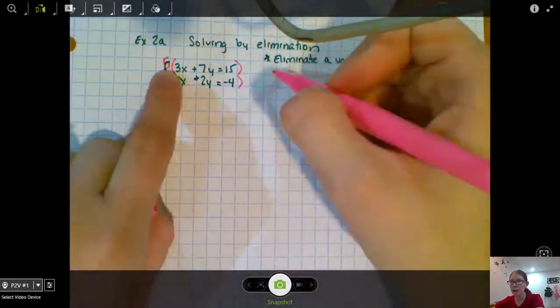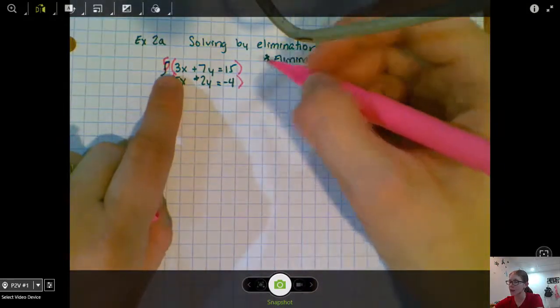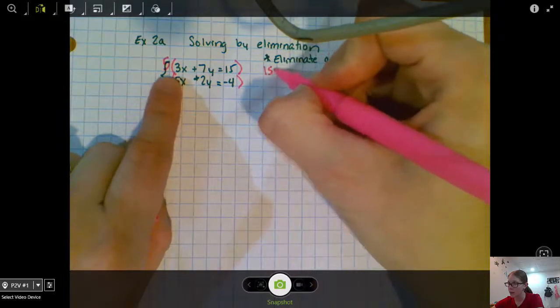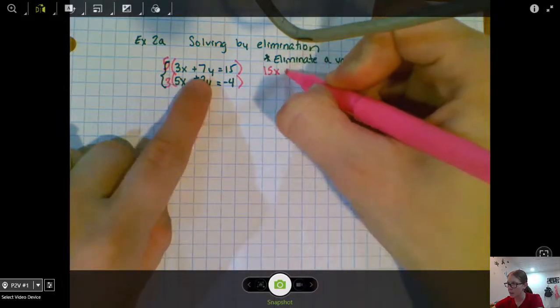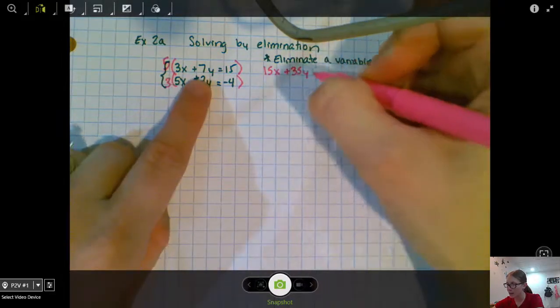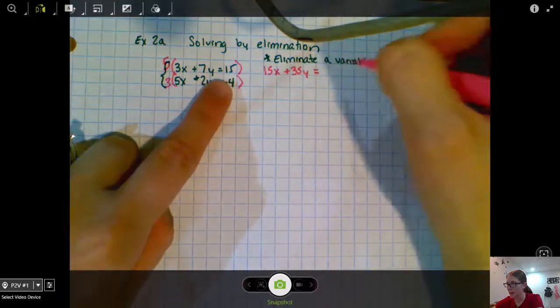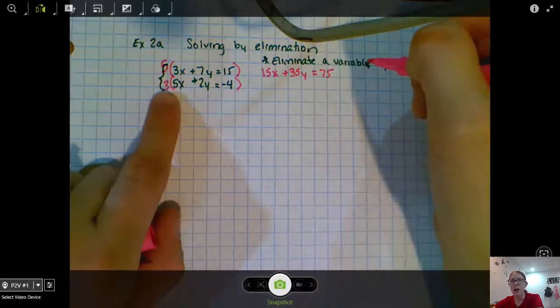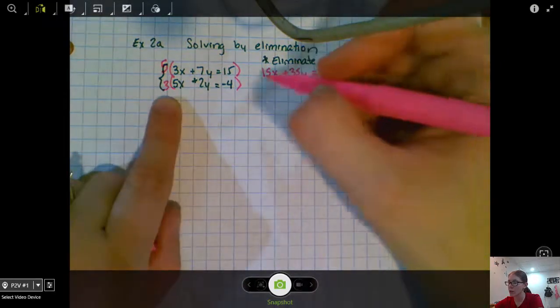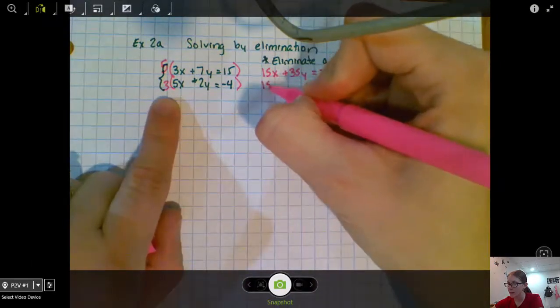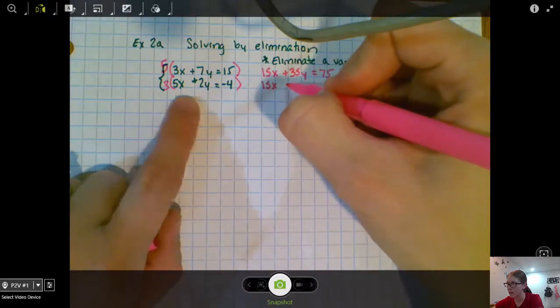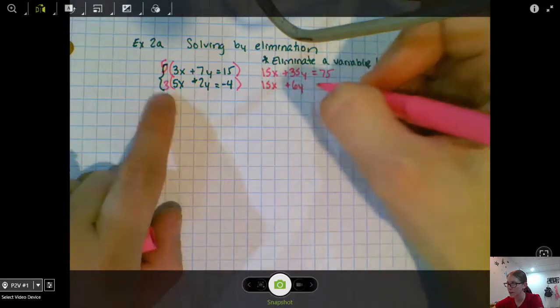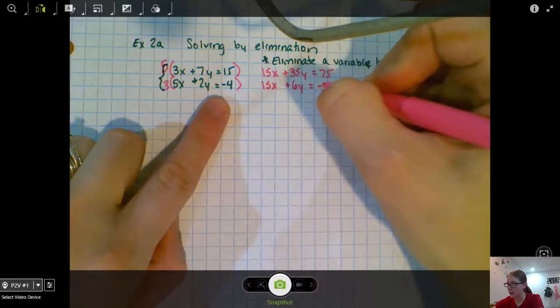So I'm going to rewrite each equation after I've done that multiplication. That gives me 15x plus 35y equals 5 times 15 is 75. And then same thing with my bottom equation. 3 times 5x is 15x plus 6y equals -12.